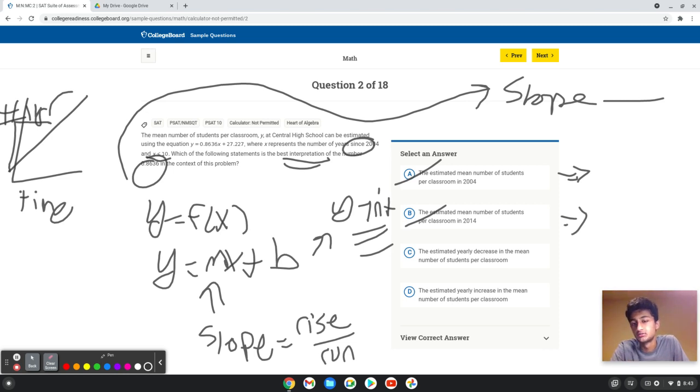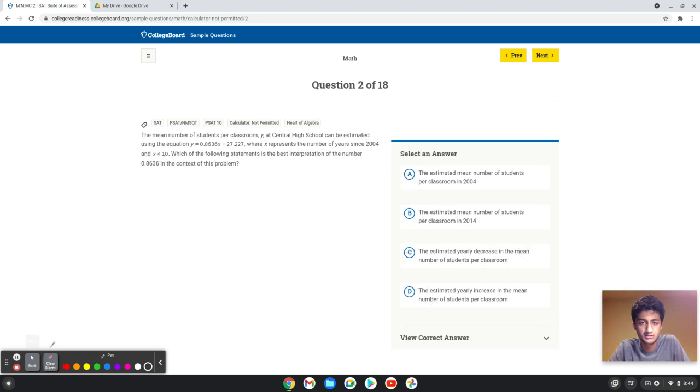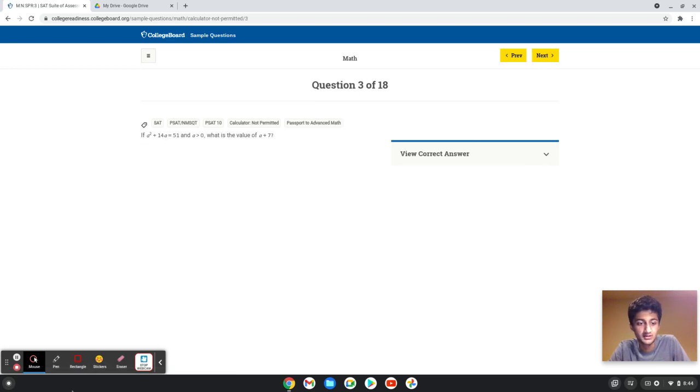The estimated yearly decrease in the mean number of students per classroom? Not a decrease. Why? Because if it were a decrease, it would be negative. So not this one. The estimated yearly increase in the mean number of students per classroom? That one's going to be it. So the answer to number 2 should be D. All right, speed running into the next one.